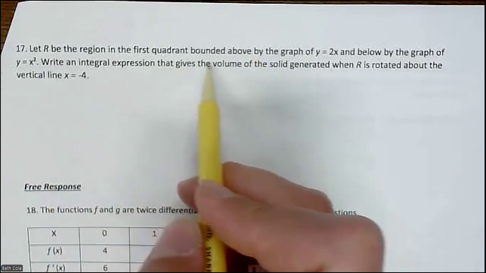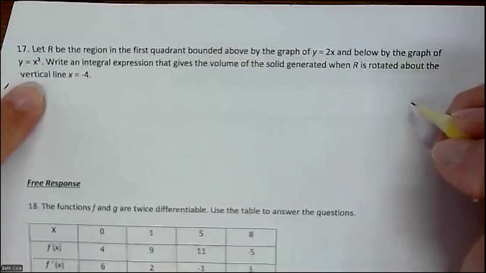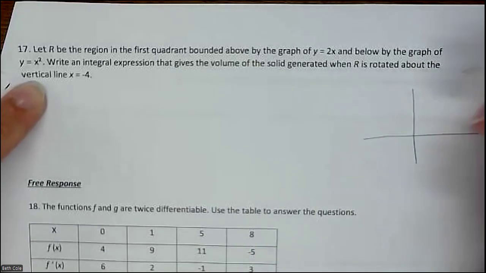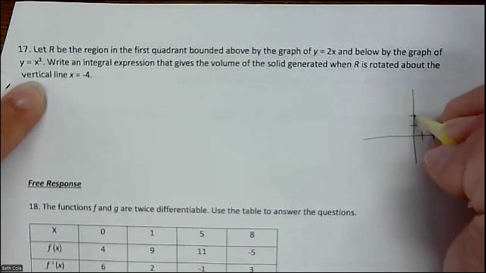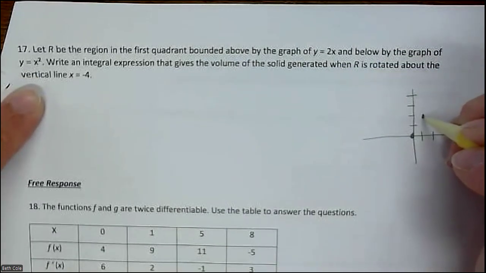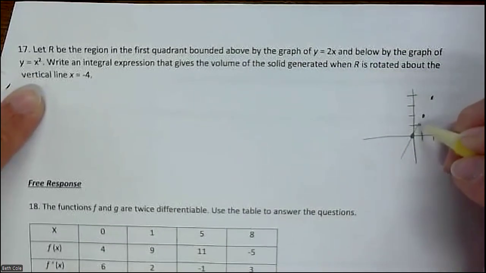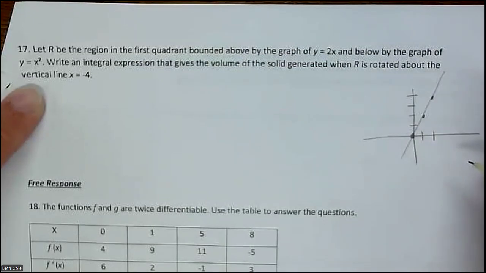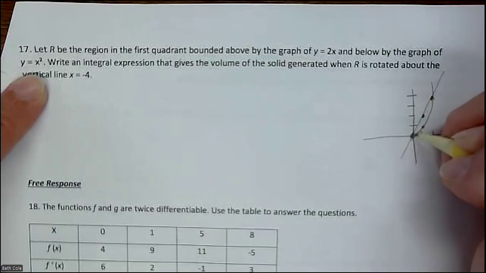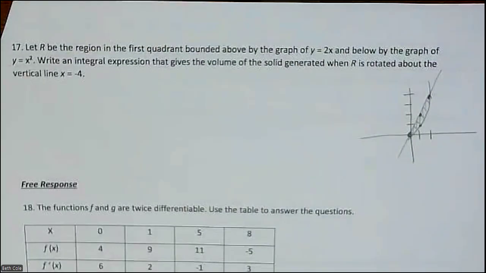All right, region in the first quadrant, bounded above by 2x and below by x squared. I learned my lesson from just drawing them in before, so I'll be really specific about it. Your y equals 2x, you're going to go through the origin and have a slope of 2. And then your y equals x squared is your regular old parabola. So they intersect at 2, 4.